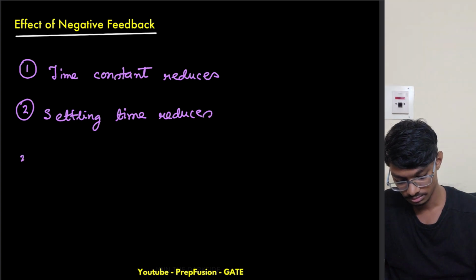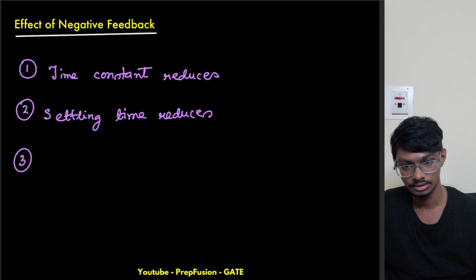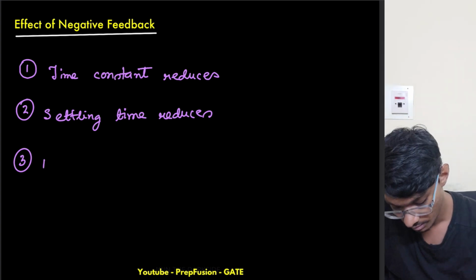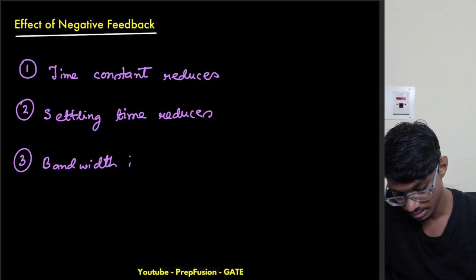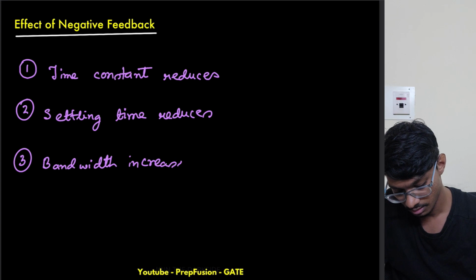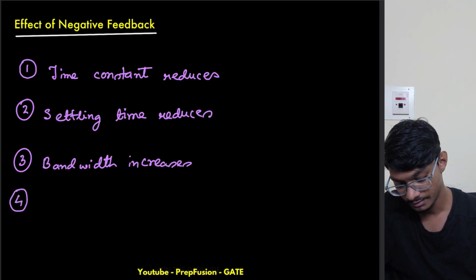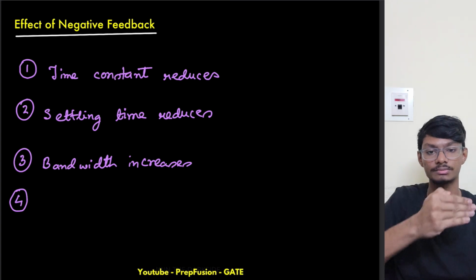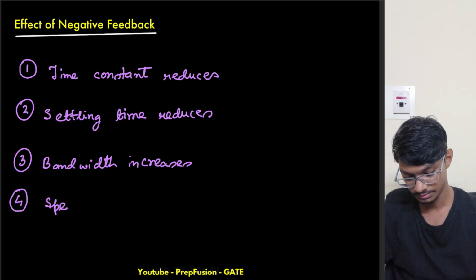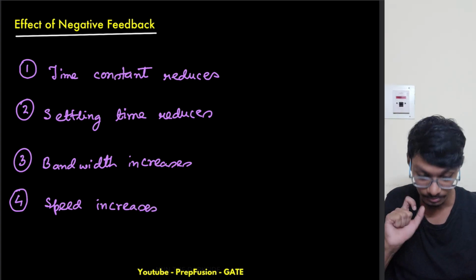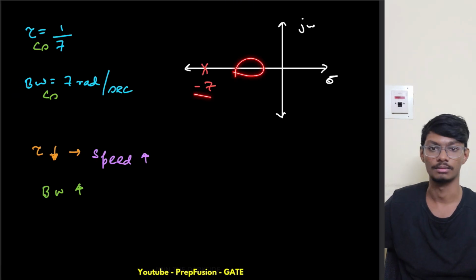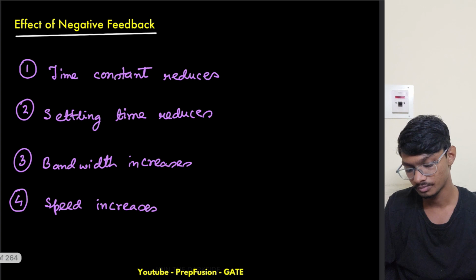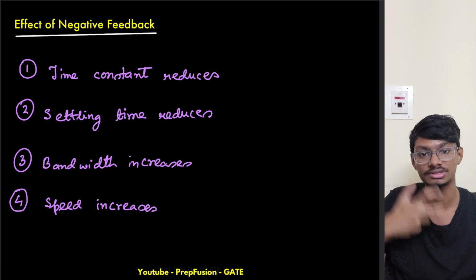And then what happens to the bandwidth? It increases. The speed increases, it reaches steady state much faster. And the pole shifts more towards the left hand side of the S plane. Earlier it was at -2, now it went to -7. So it makes the system more stable. Stability increases.